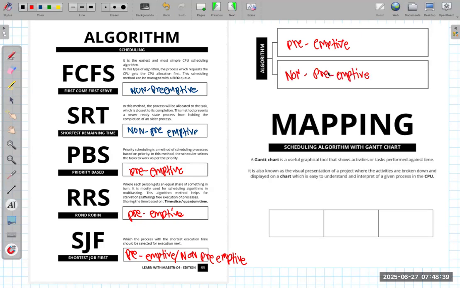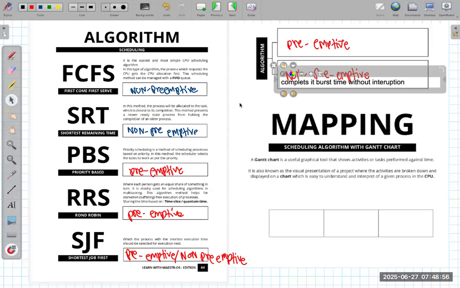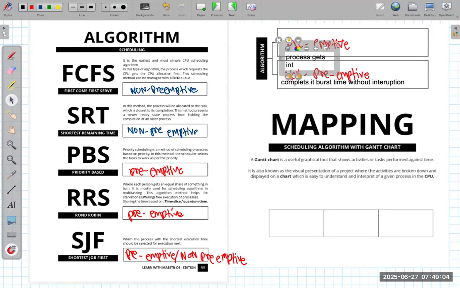Okay, a preemptive algorithm is one where the process gets interrupted in the middle. A non-preemptive algorithm completes its burst time without interruption.